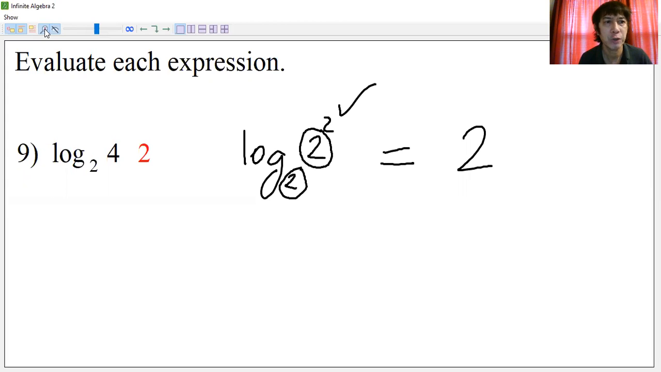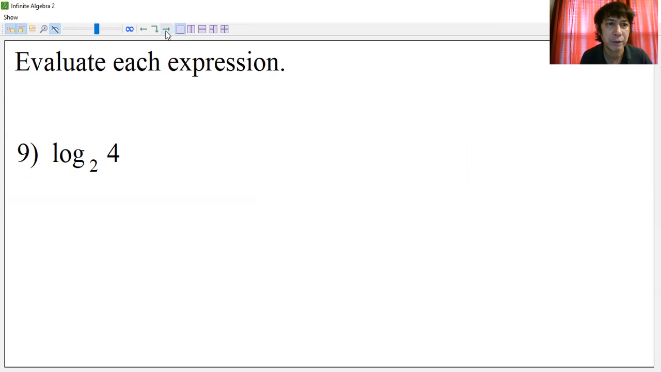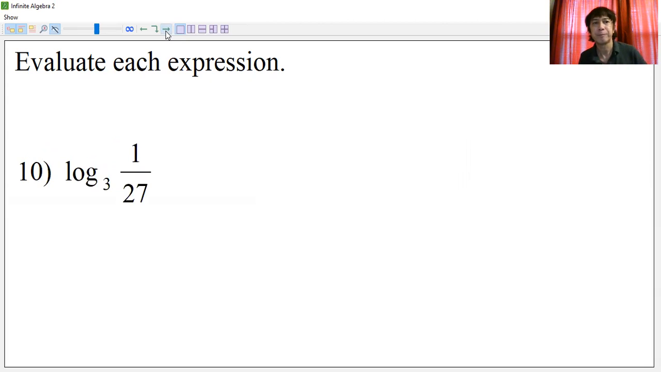All right, let's continue. Let's clear the board and proceed to number 10. All right, here's number 10. Logarithm of 1 over 27, base 3.